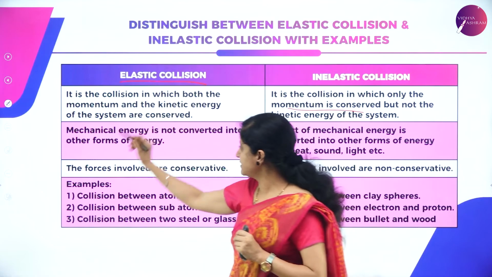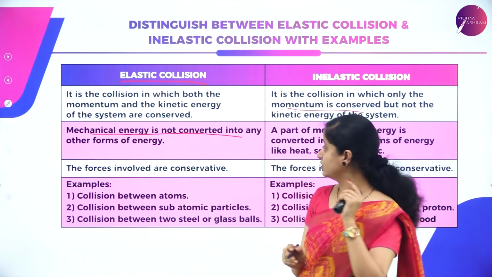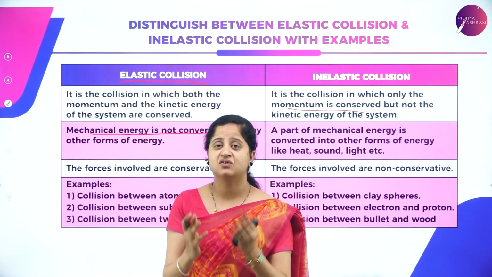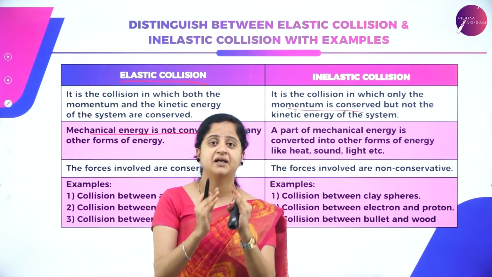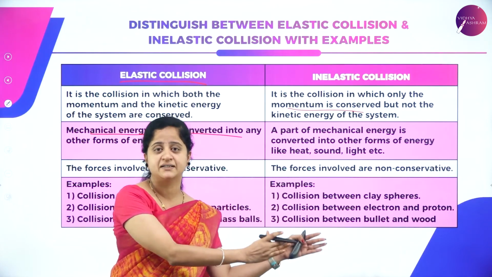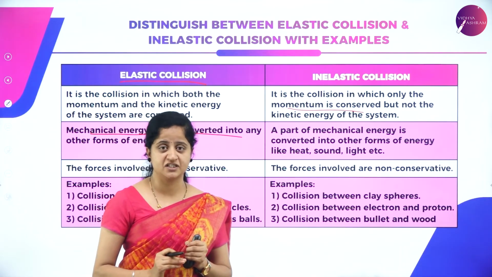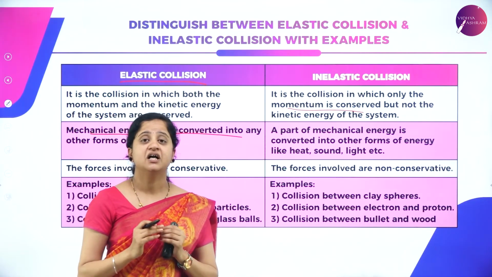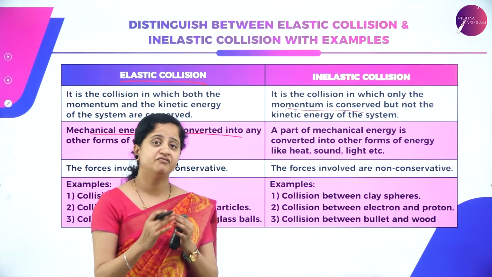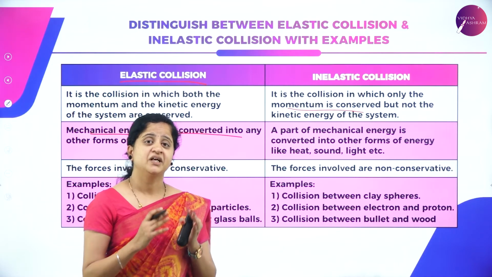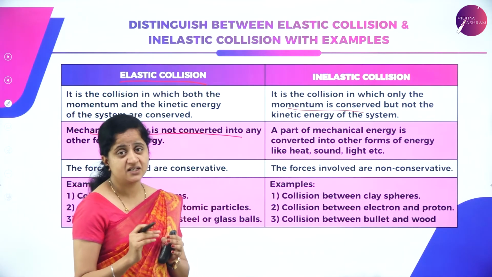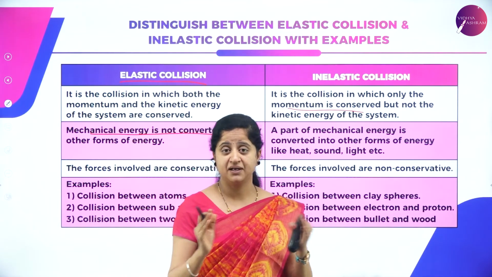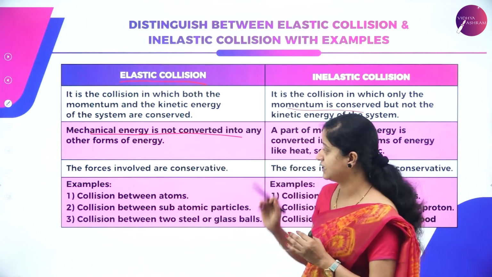So in case of elastic collision, the mechanical energy is not converted into any other forms. The mechanical energy remains constant. But in case of inelastic collision, the mechanical energy can be converted into other forms. For example, heat is dissipated in the form of energy in case of inelastic collision. So these are the basic two differences between elastic and inelastic collision.